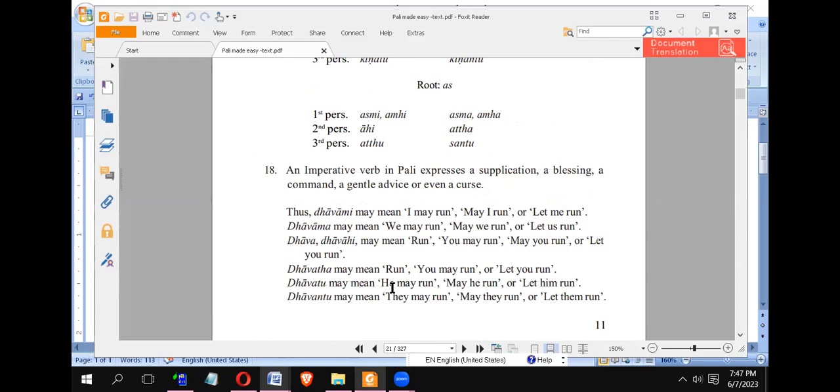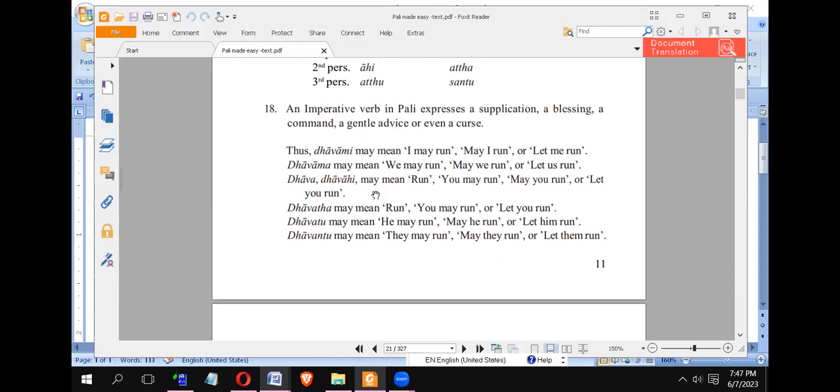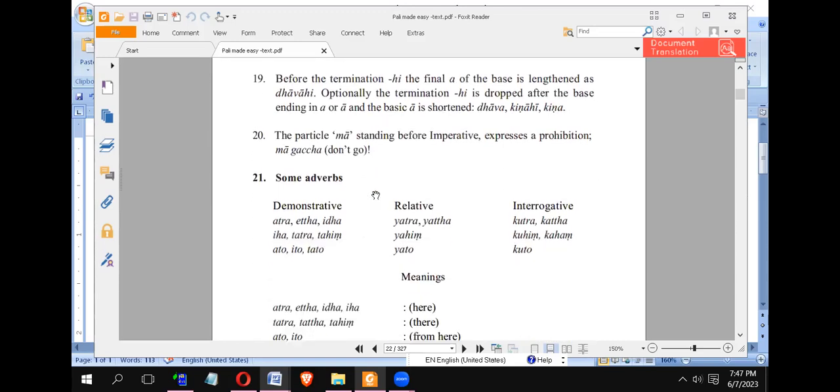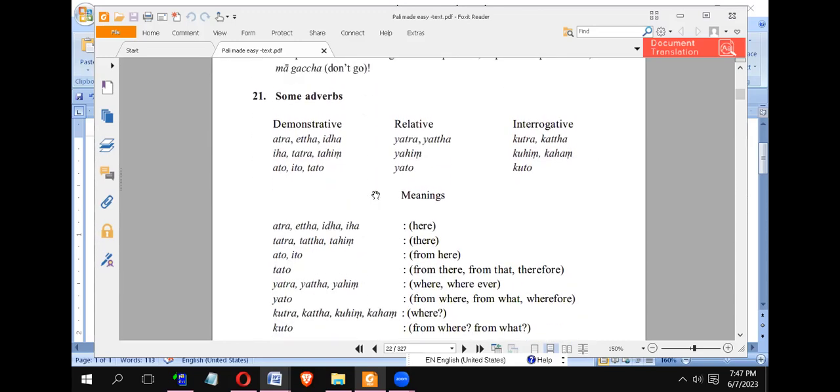But normally, if we are talking about a situation, if it's a blessing or it's a command, then you need to write it as an imperative. But if it's just talking about something like the sun rises and then he runs, or he eats cake, normal life situations, then it's present tense. Okay. So now we have some adverbs.